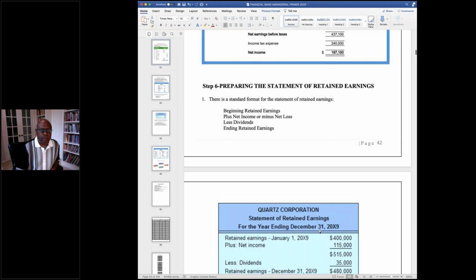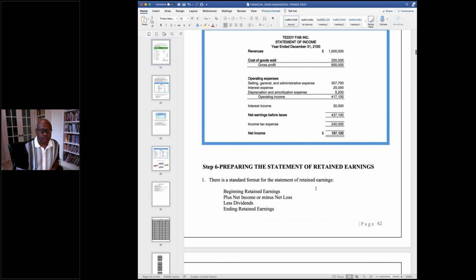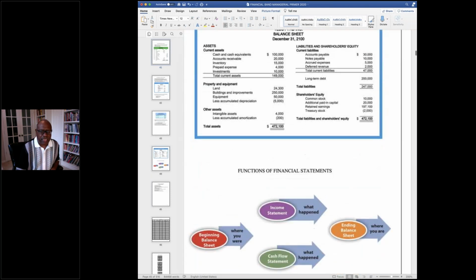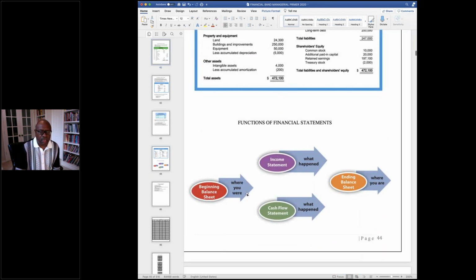Income statement, temporary accounts with dividends. The balance sheet has the permanent accounts. The balance sheet at the beginning of the period tells us where we are. We were a new company, 0. Income tells us what happened, how much income we made. The cash flow statement, when we prepare it, will tell us what happened with the cash. The statement of retained earnings tells us how much of the earnings were retained in the business, and we get to the ending balance sheet.